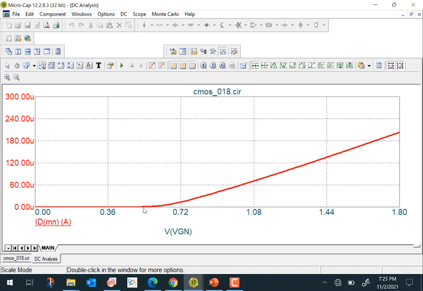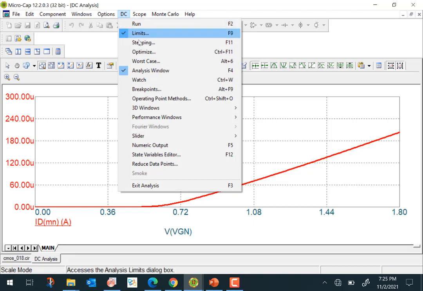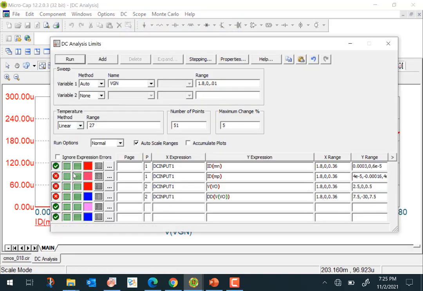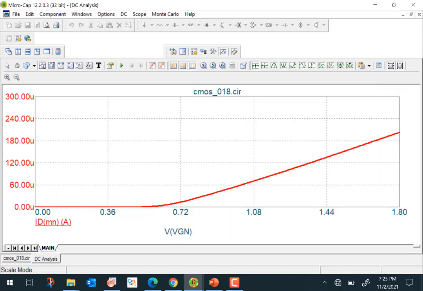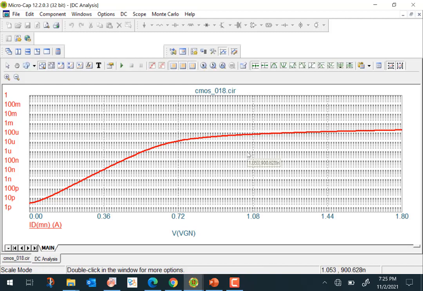Note that below the threshold voltage, the current appears to be 0, but that's because we have a linear plot. The current is actually not 0, which we can see if we go to limits here and use a log scale on the y-axis. All right, so log scale here. Let's run it here. Okay, so now this is the data that we get.